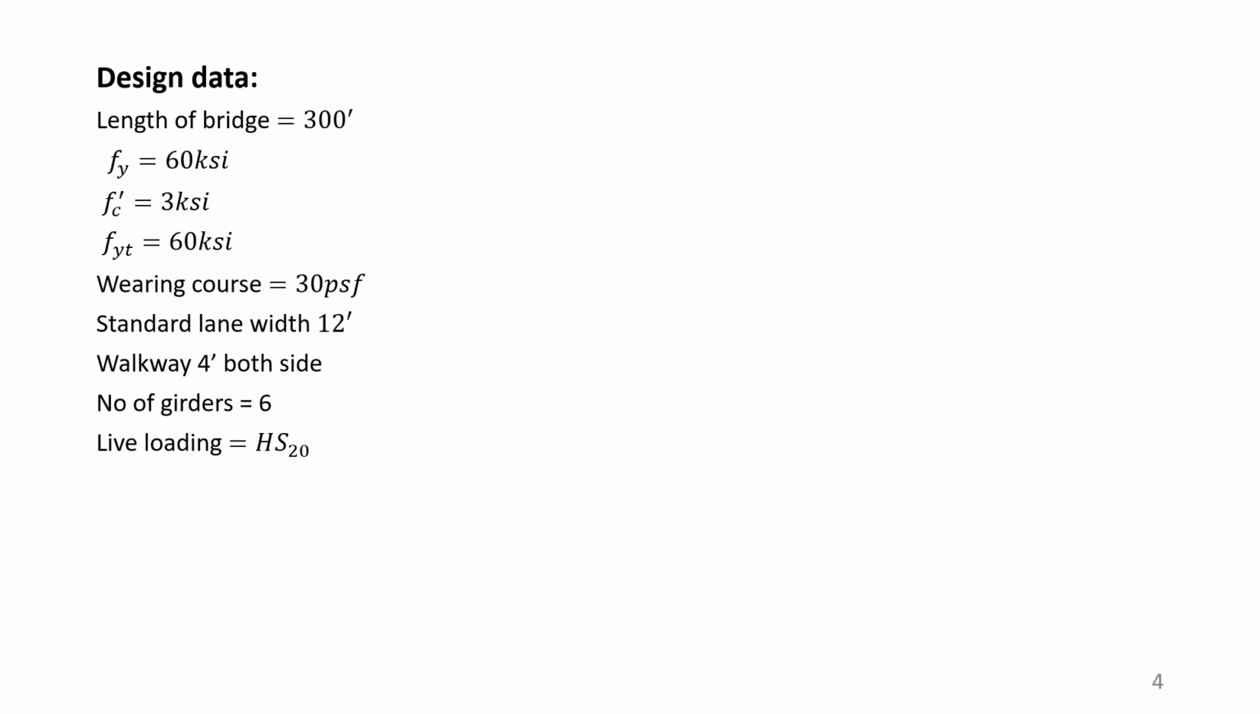It depends on how many people will walk through this bridge. If there are many people, then we keep a wide walkway, or if there is little chance of pedestrians, then we can keep it to 3 to 3.6 feet. For this particular bridge we will be using 4 feet on both sides. And for the number of girders, I have specified a number, but there is a limit: the spacing of the girders should not be more than 10 feet. And live loading will be HS20 loads.